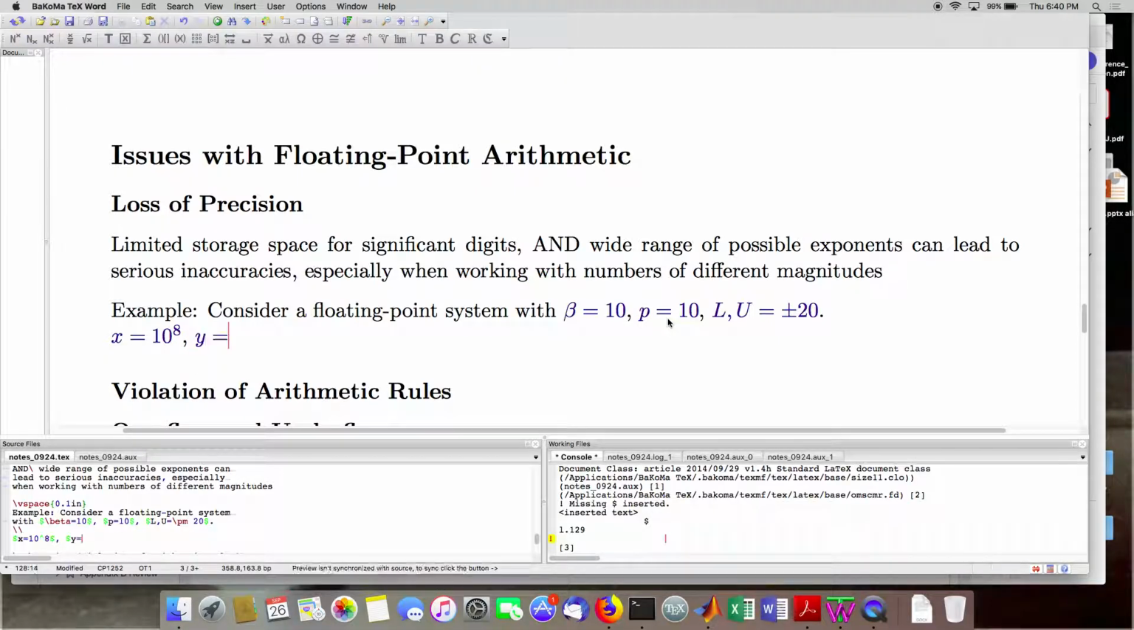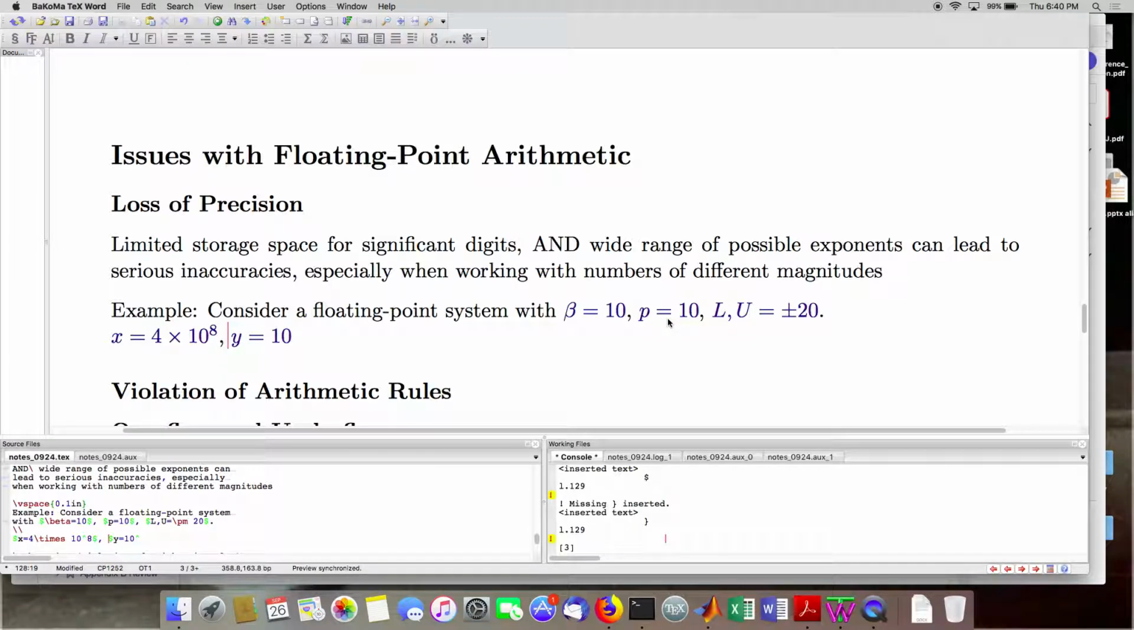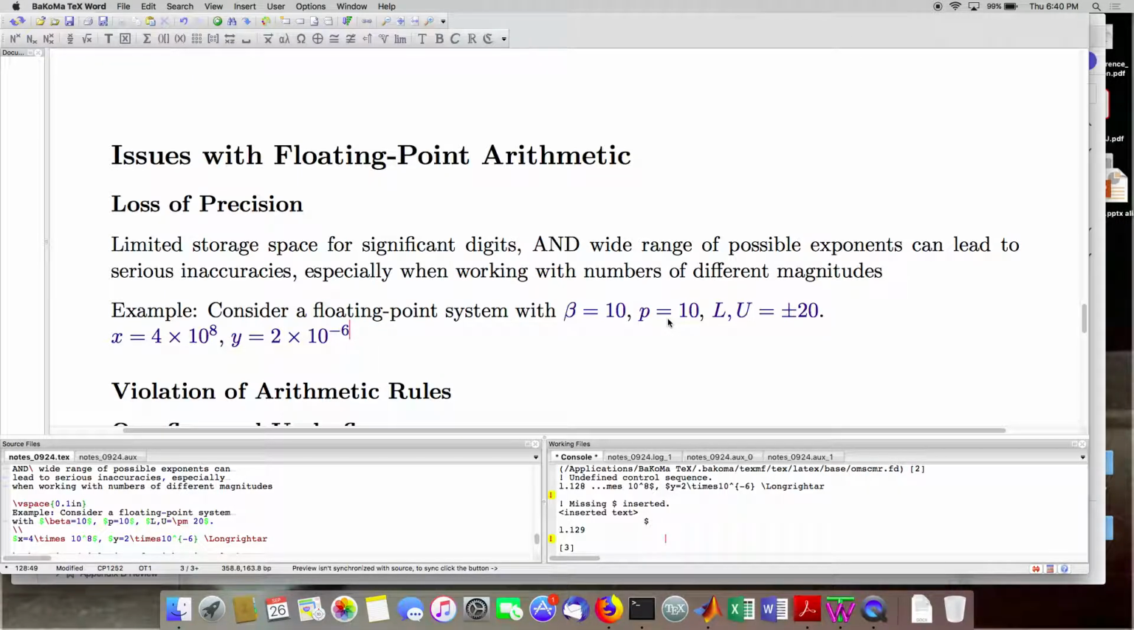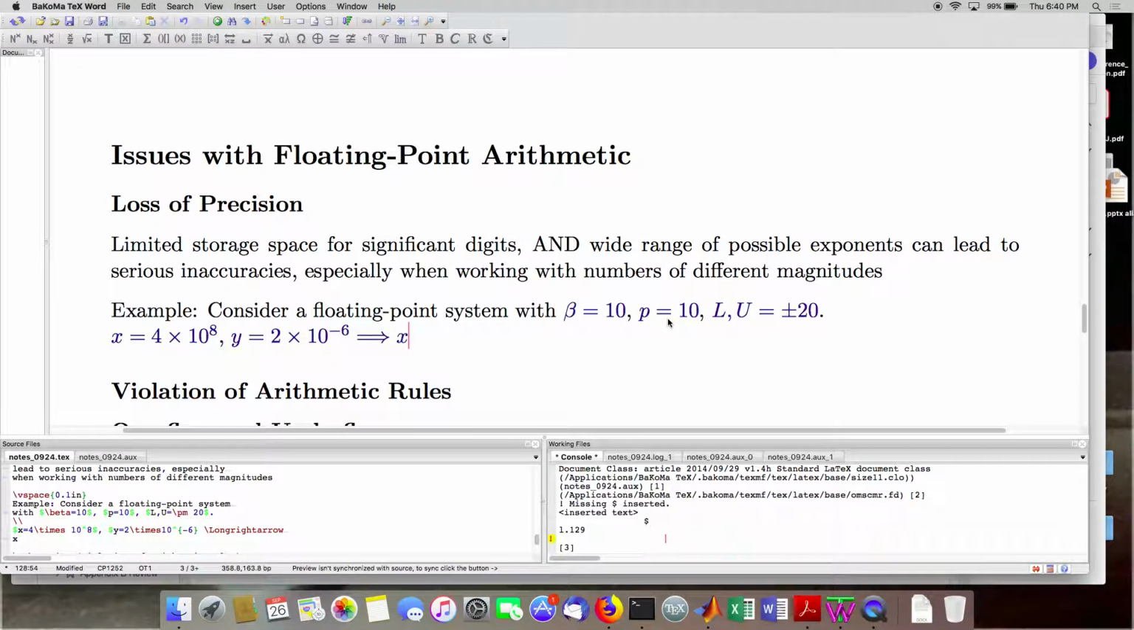And then I'll choose another number that is quite small. Let's make these numbers a little more interesting: x is 4 times 10 to the 8th, and y is 2 times 10 to the minus 6. As a result of that, we just look at x plus y. And right now, I'm just going to compute the result in exact arithmetic.